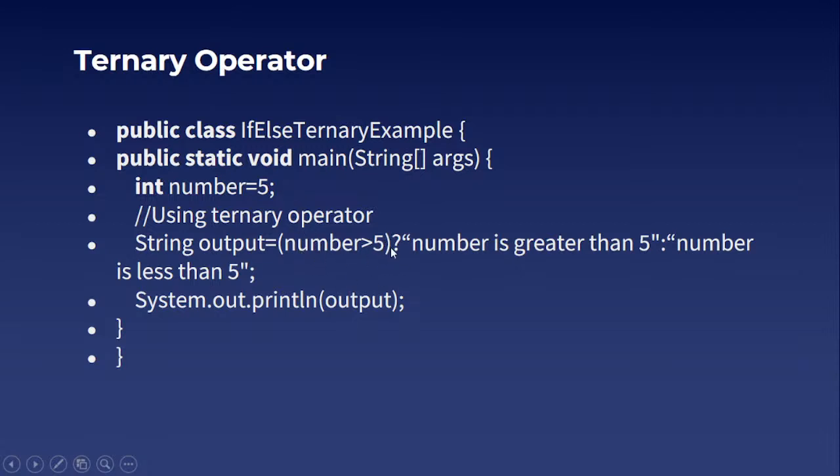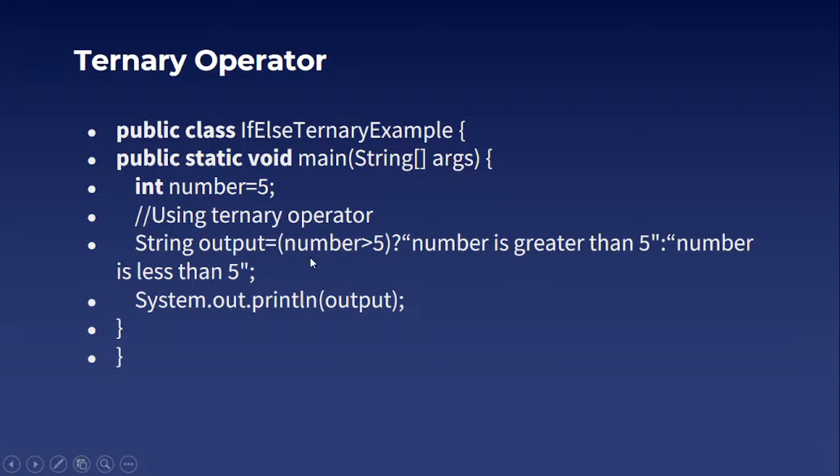The number is greater than 5. Question mark. So within double quotes, I am just printing some message: Number is greater than 5. Colon. So else, if this condition does not match. So instead of an if-else structure, I can go for this question mark. This is a simple ternary operator. Question mark is called a ternary operator. So within a single statement, if I want to check for some condition, I can go for this ternary operator.